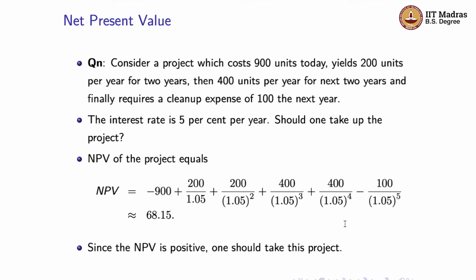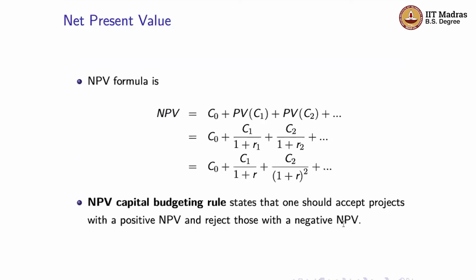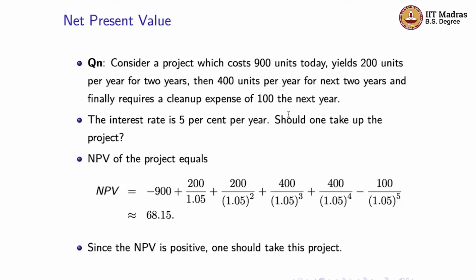So in order to answer this, you have to first calculate the NPV of the project. So you can use the formula that we have just stated here, right? So C0 is going to be minus 900 because this is a cost and hence it's a negative amount. And then after that, in year 1 and year 2, you're going to get 200. So if you discount that, then the present value becomes 200 divided by 1.05 plus 200 divided by 1.05 square. Okay. Then the next 2 years you get 400. So in year 3 you get 400. So you again discount it so as to get 400 by 1.05 cube plus 400 by 1.05 to the power 4.